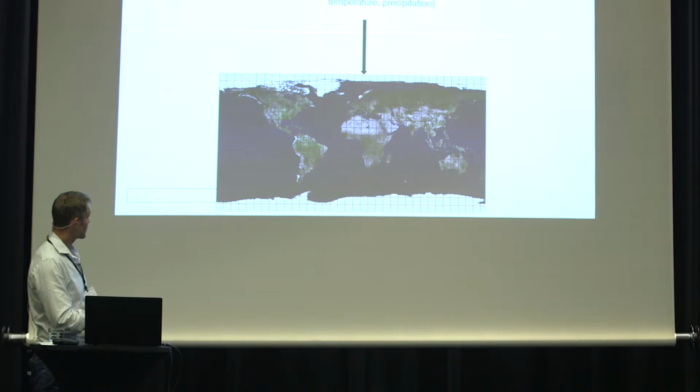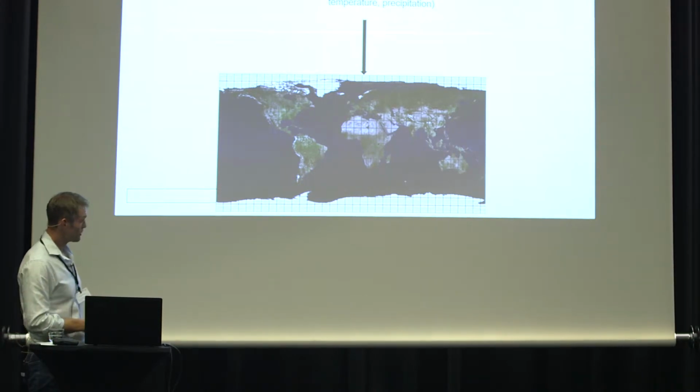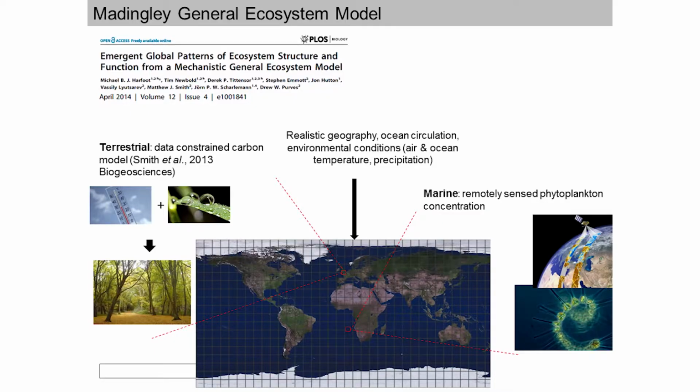So the model works on a grid-based approach. We apply a grid that can be global, and it can be flexible in extent and its resolution. Within that grid, we represent a realistic geography, so the distribution of land and sea is realistic. We apply realistic environmental conditions, so air and ocean temperatures and precipitation, for example, taken from climatologies for the contemporary world.